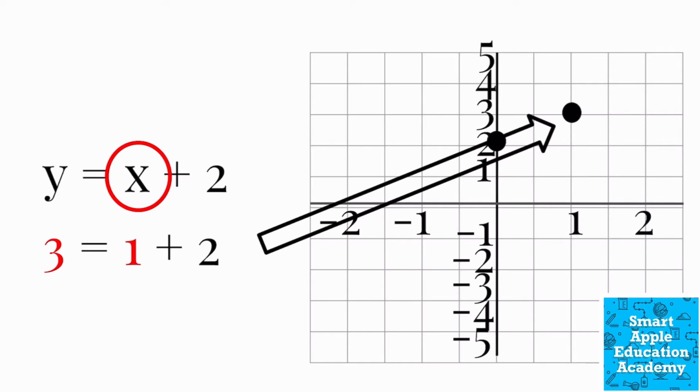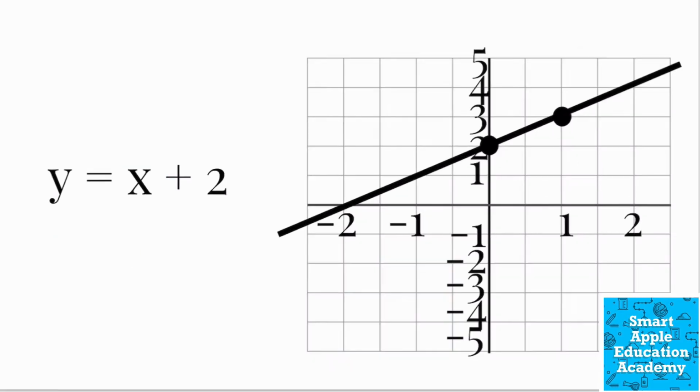Now that we have 2 points on the graph, let's connect a line through them. If you are graphing, make sure that the line goes through points that correspond with the equation. So there you have it. We have graphed the linear equation on the graph.